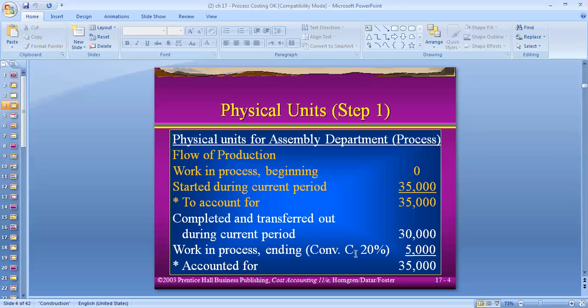He told me conversion cost is 20%. You know from third year that conversion cost includes two items of cost, that is direct labor cost and indirect manufacturing cost. Both are 20%. So the accounted for is 35,000. I began with 35,000, completed 30,000, work in process at end 5,000. The 5,000 has conversion cost 20%. He didn't tell me about the direct material, so direct material is 100%.